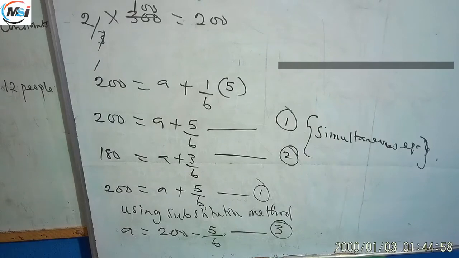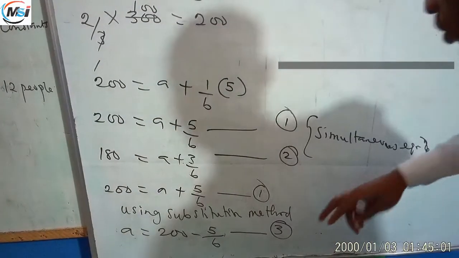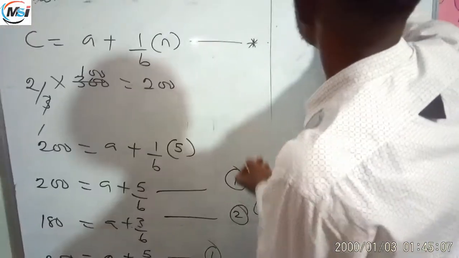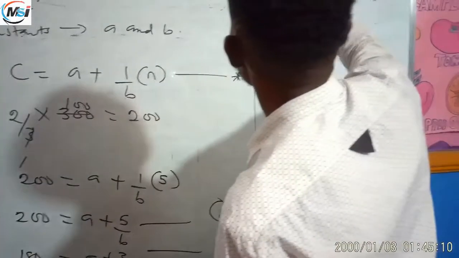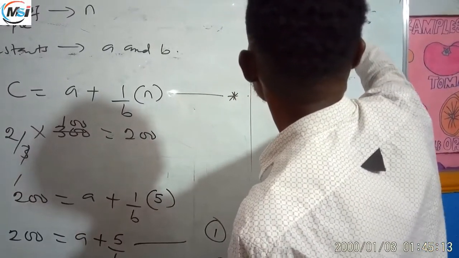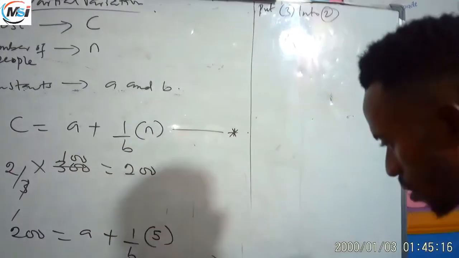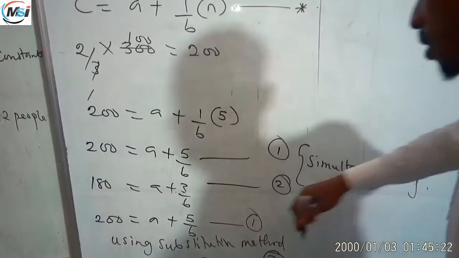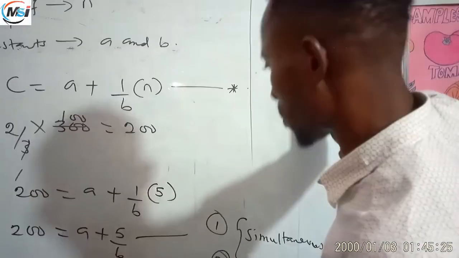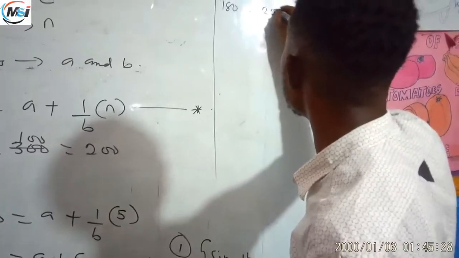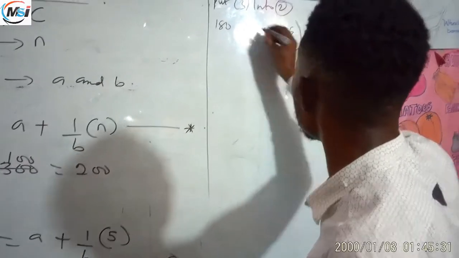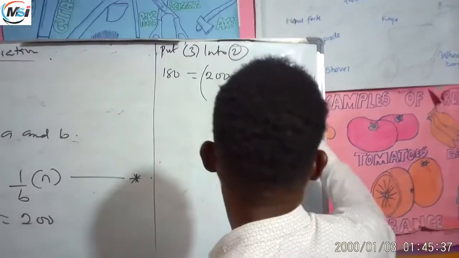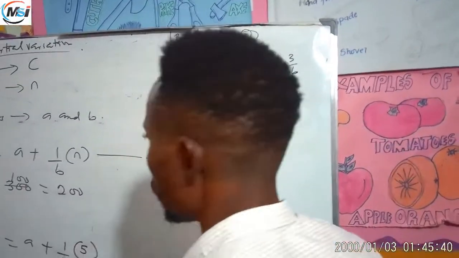Okay. So then we substitute equation 3 into equation 2. Let me break it down. Put 3 into 2, so you understand better. I'm going to replace A with 200 minus 5 over B in equation 2. So I have 180, and A is here. I'm going to replace it with 200 minus 5 over B, then plus 3 over B. So I have it this way.